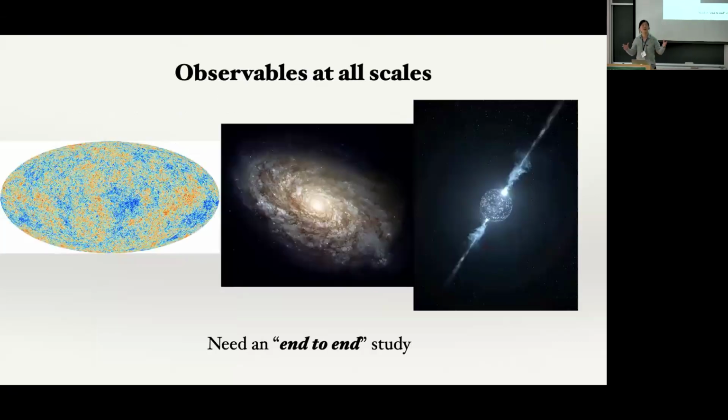So axion dark matter has observables at all scales, from the CMB scale, to the galactic scale, and subgalactic scales around stars, like the pulsars here. So really, to construct a complete picture of axion dark matter, we need an end-to-end study, and this phrase, end-to-end, I actually stole from Kitaling, who used it when talking about a different dark matter model.